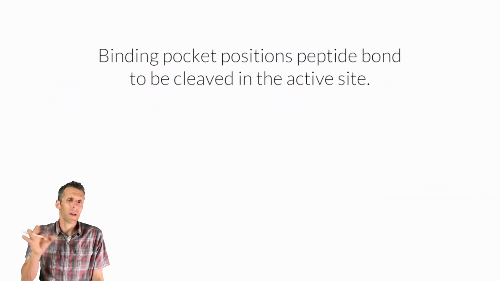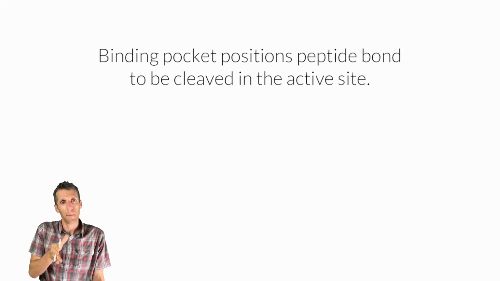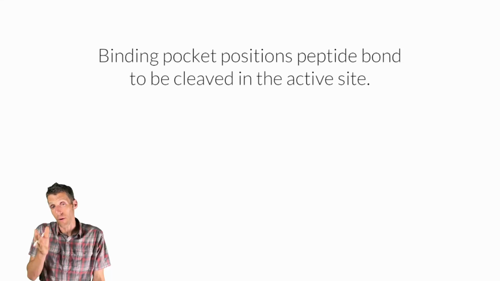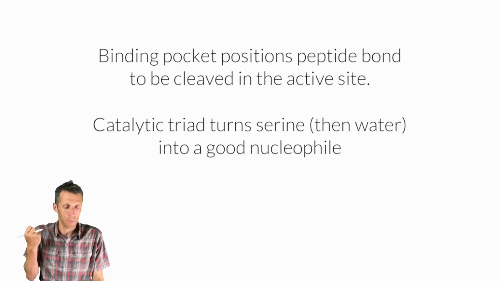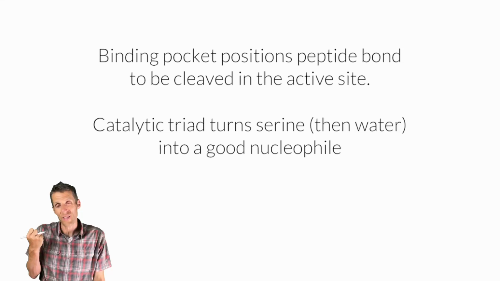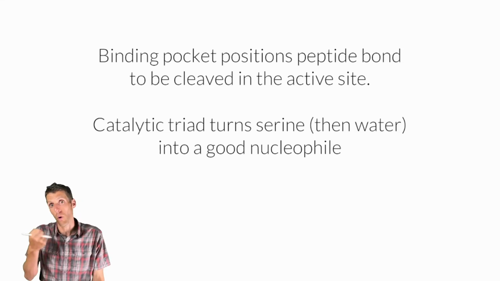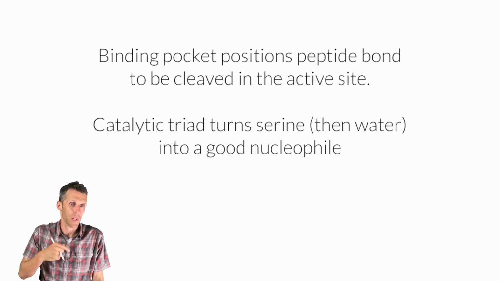Okay, so let's summarize. There was a lot of details now, but summarize the key bits. The first is the binding pocket has positioned the peptide bond to be cleaved in the active site, right? It was lined up so the nucleophilic attack would happen from that serine onto that particular peptide bond. The whole catalytic triad business, particularly that negatively charged aspartate pulled away from water, is going to turn the serine into a good nucleophile, and then it actually turns a water molecule into a good nucleophile, right? By ripping off its proton because that histidine is in an unhappy proton sharing relationship with an aspartate.